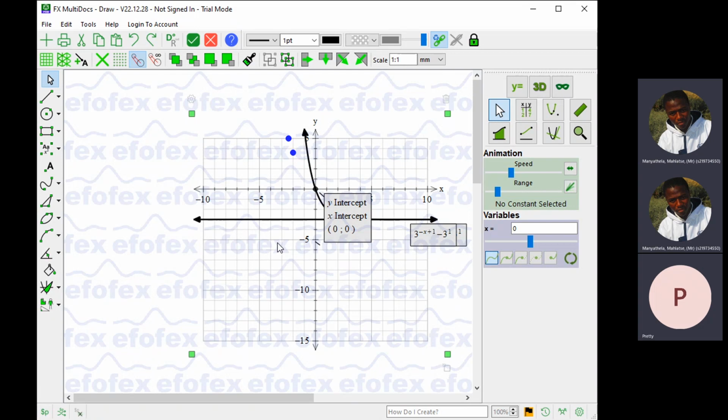But always remember that your graph is not supposed to touch this line. If it touches this line, then you have a problem. Your graph is not supposed to touch this line, because the asymptote means the line that the graph is not supposed to touch. It gets closer to the line, but it doesn't touch the line.